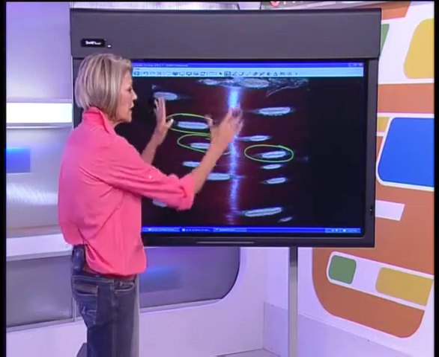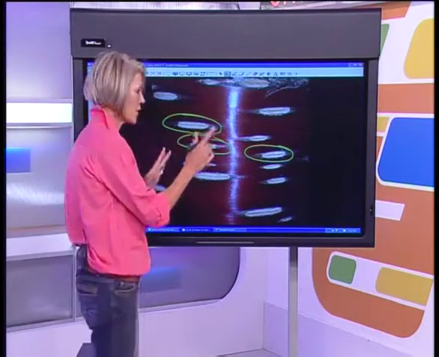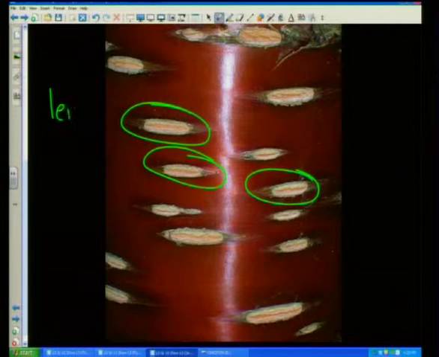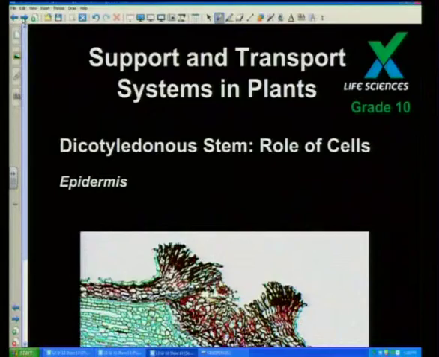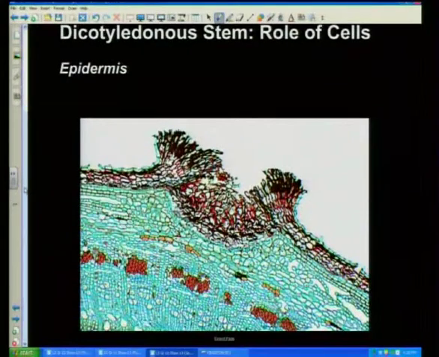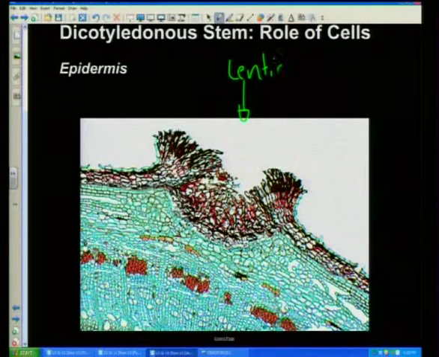All right, people. This is what it looks like from the outside. Those are the lenticels. All right. They are breathing holes for gaseous exchange. Now, if we look here, this is what it looks like under a microscope. So this here would be your lenticel. All right, that's what it would look like. It's almost a burst in the epidermal layer.